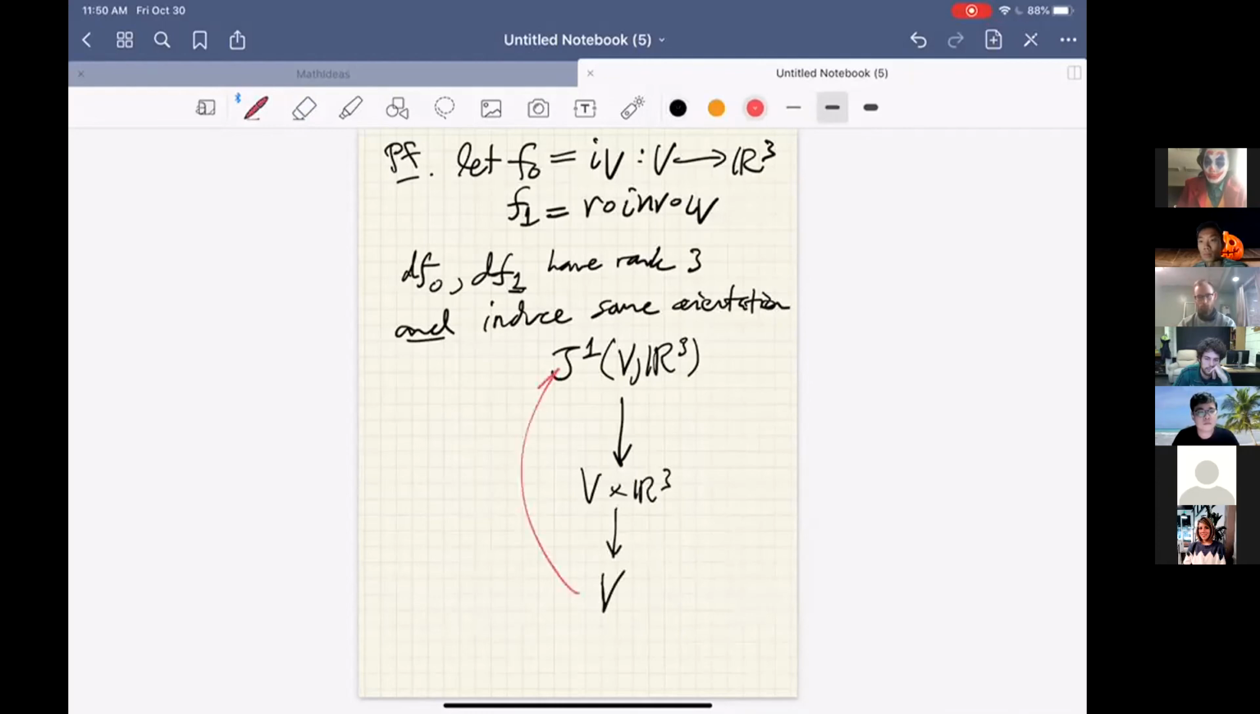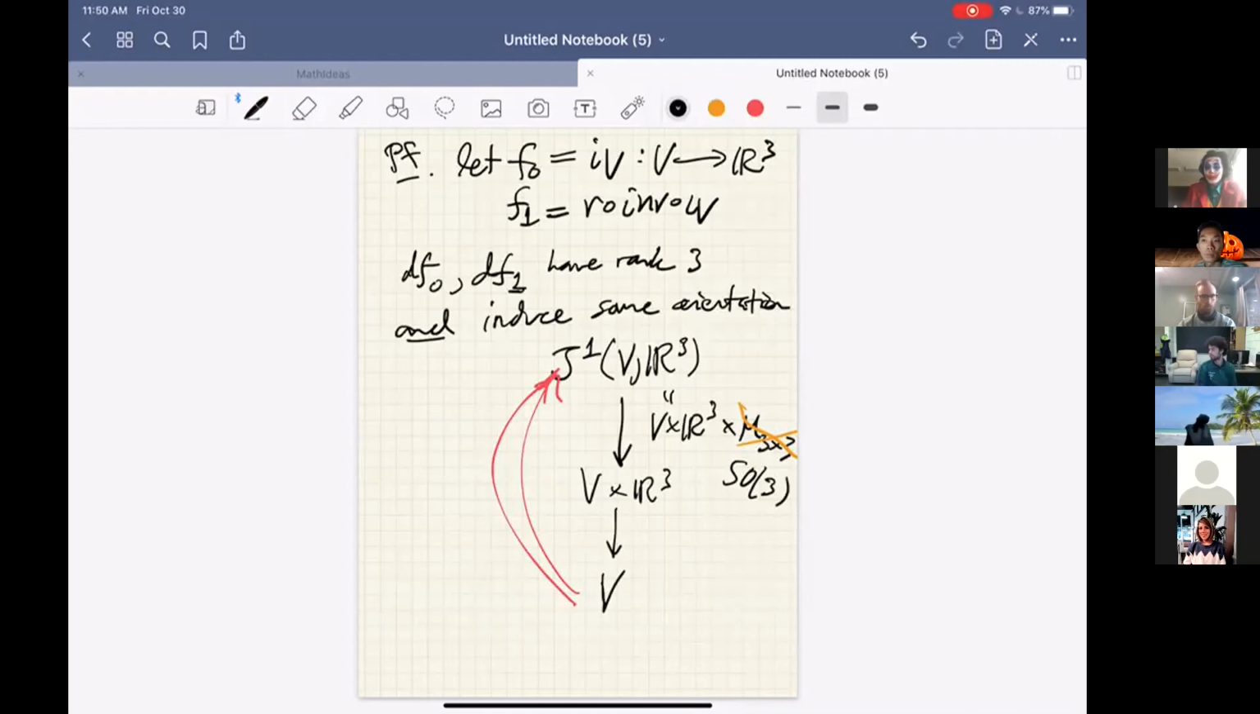So you have F0 and you have F1. And remember, this is V cross R3 cross M 3 by 3. Now, they're both full rank and they both induce the same orientation. So I can do even better. They're maps into SO3. So these are sections.